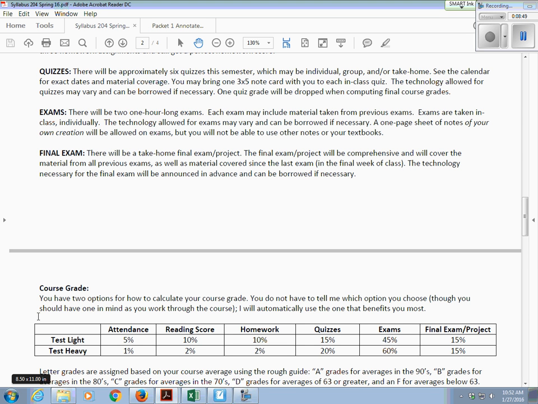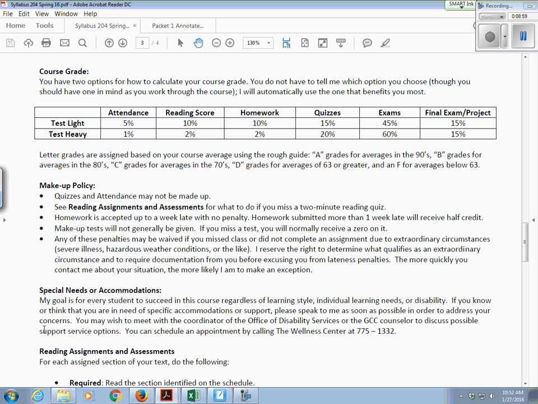The final exam is a dual take-home final / project, and we'll talk about the schedule and why it is the way it is in a minute. Your grade, I'll calculate 2 different ways and give you the better of the 2. You don't have to choose one. I just do it both ways and give you whichever is better. So those are the percentages.